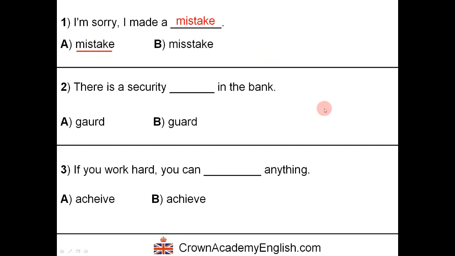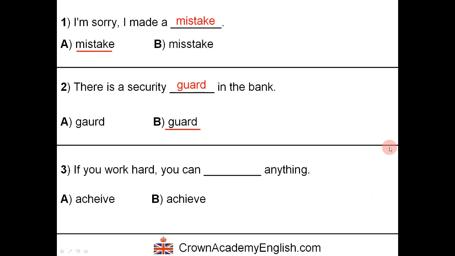Question 2. There is a security guard in the bank. And guard is spelled G-U-A-R-D. Okay, G-U-A-R-D. Guard. So this is obviously wrong. This does not exist.